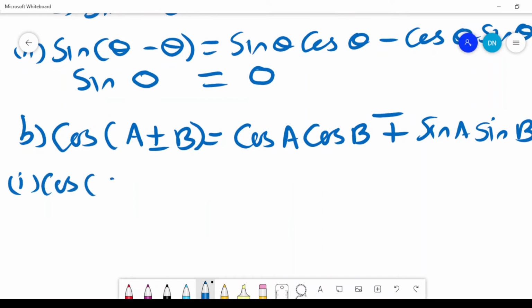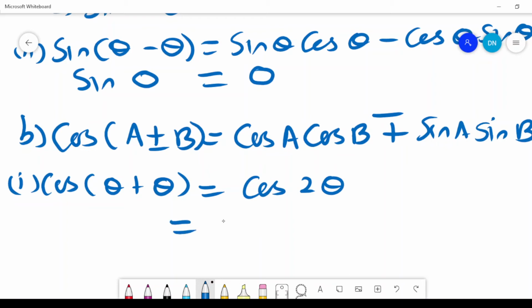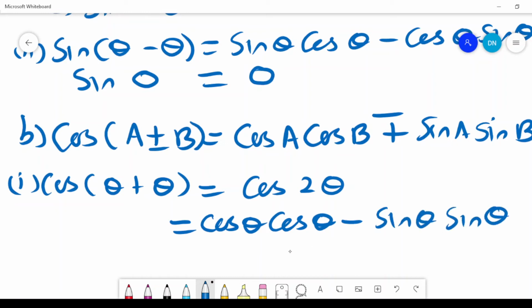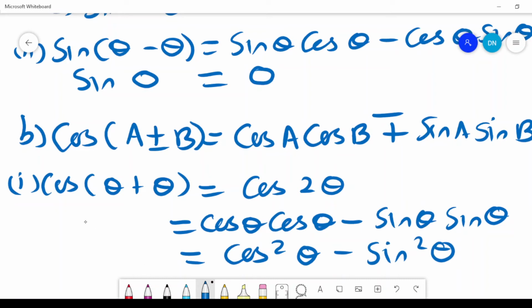Cos of theta plus theta, and we know that that will be equal to cos 2 theta, and that will be equal to, so A is theta, so it's cos theta cos theta, because it's positive there, it's negative, sine theta sine theta, and therefore cos 2 theta can also be written as cos squared theta minus sine squared theta.